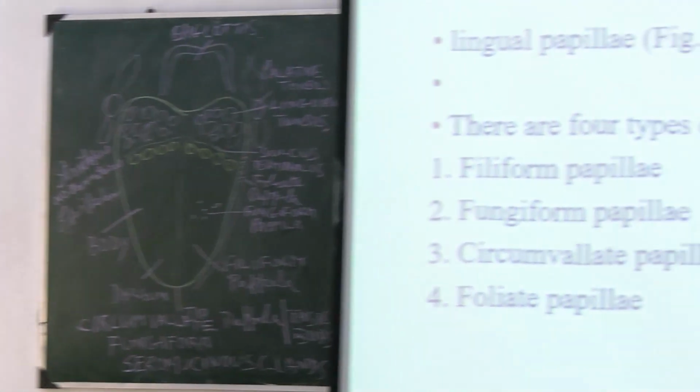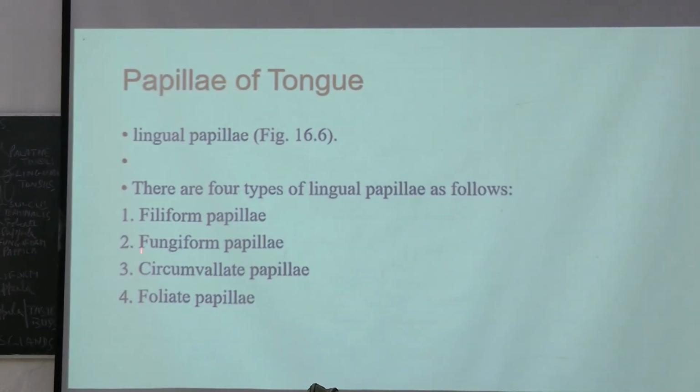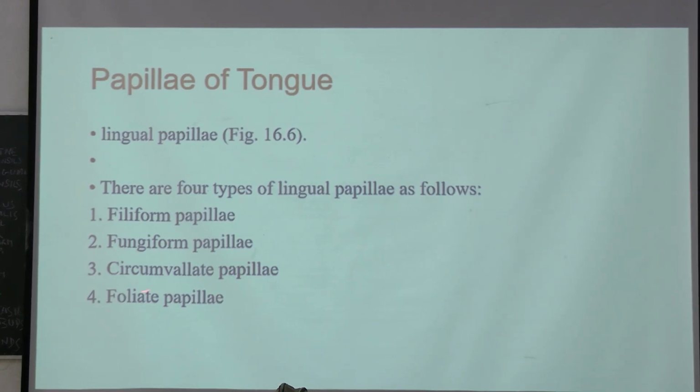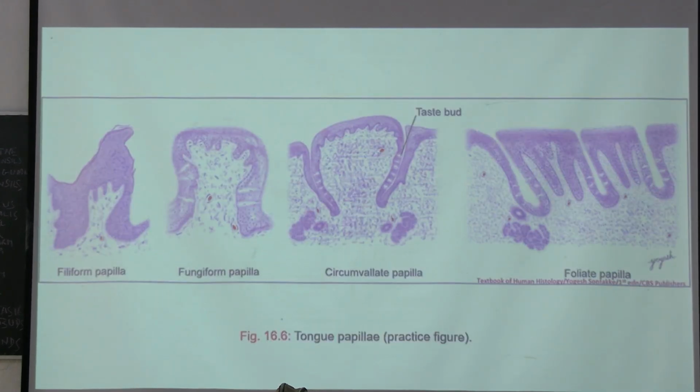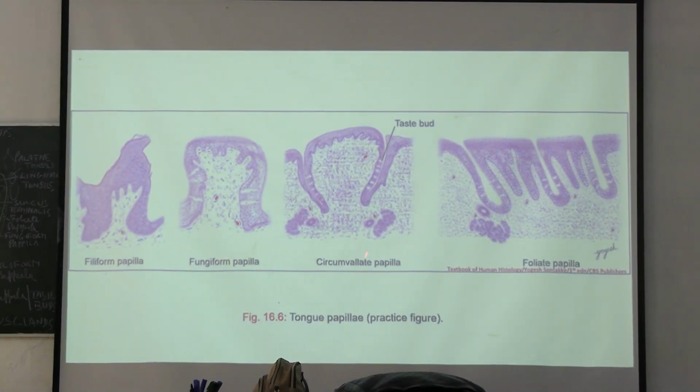Now, papillae of the tongue, lingual papillae. There are 4 types of lingual papillae as follows: filiform, fungiform, circumvallate, foliate. Now see, the filiform, fungiform, and this is circumvallate, papillae, taste buds, and foliate. Now this will be the histological characteristic of the tongue.